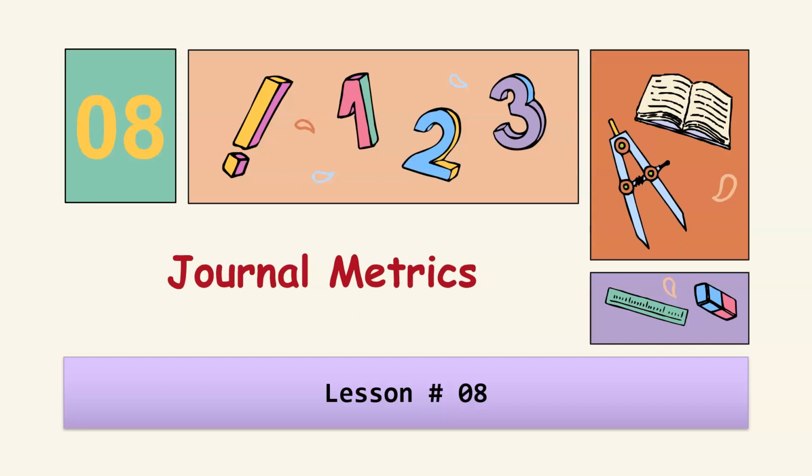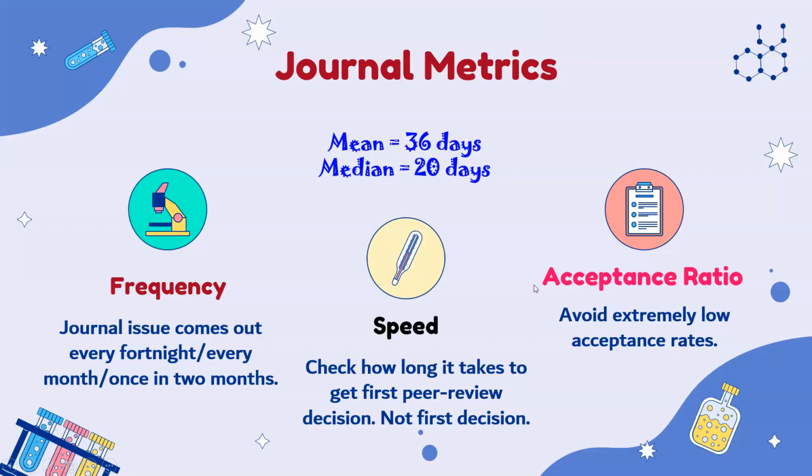So out of those 3 to 4 journals, which one to shortlist and which one to proceed with? If you want to decide, then you have to know a few more metrics or factors you have to consider. So there are three main factors you should consider while finalizing the journal. One is the frequency of the journal. So how often does that journal come out, like how often are the issues published?